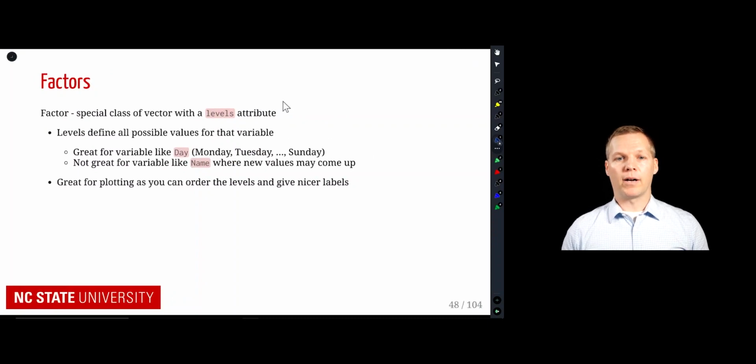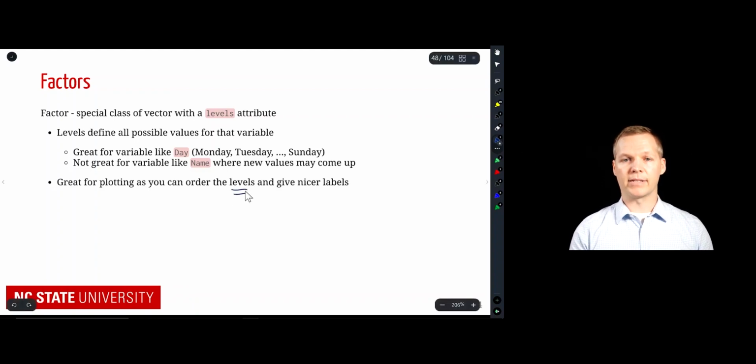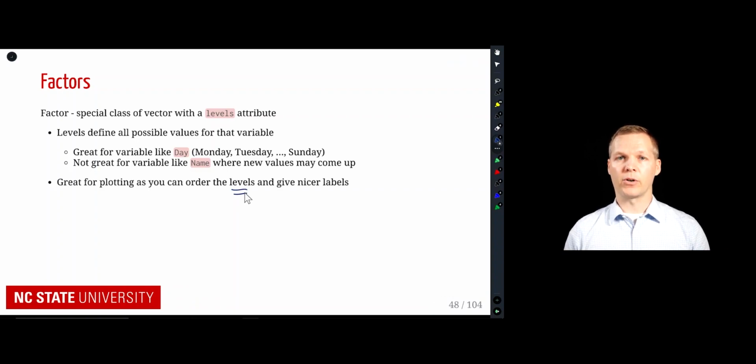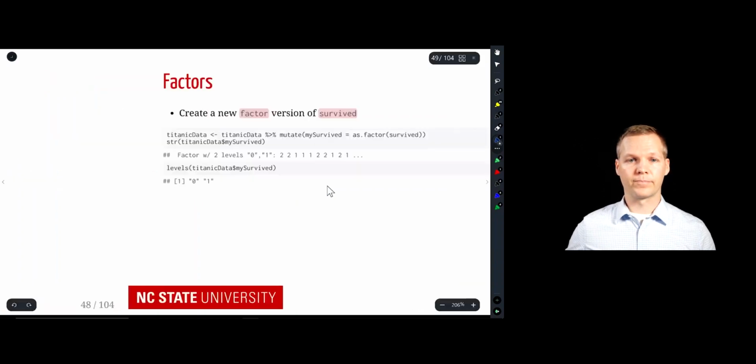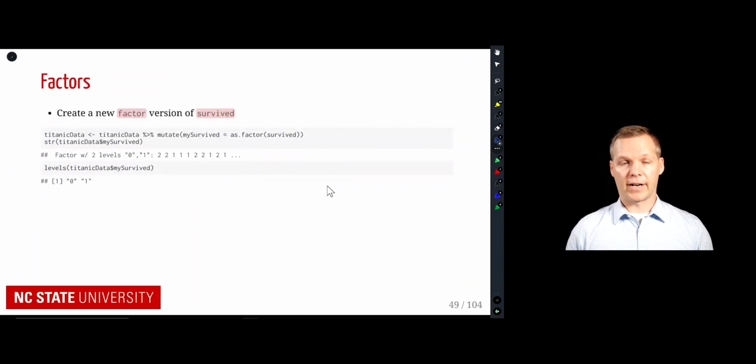Okay, well, why do we prefer these factor variables? Again, they're great for plotting, and since there's this levels attribute that defines all of the values it can take on, you can order those things and actually change the ordering in which things show up within your plot. Not only that, but you can give it much nicer labels as well. So a very easy way to do both of those at once. Let's figure out how to do that.